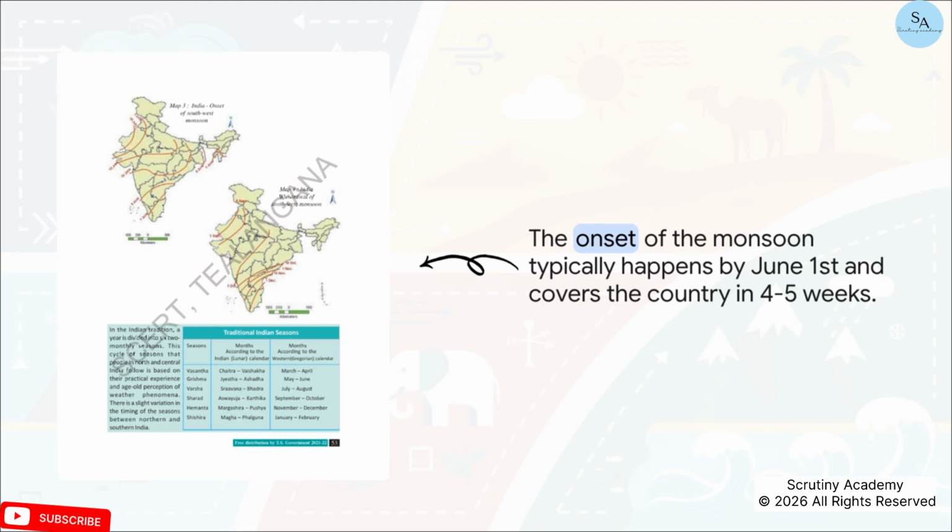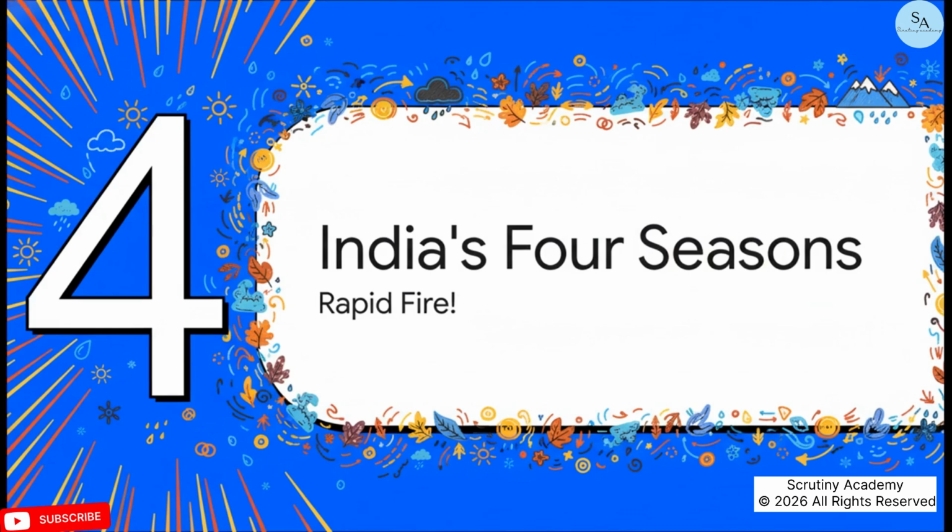And what's really cool is how predictable the onset of the monsoon is. It's like clockwork. It usually makes landfall on the Kerala coast around the 1st of June. And then, over the next 4 or 5 weeks, it just marches right across the country, pretty much following this path you see here.